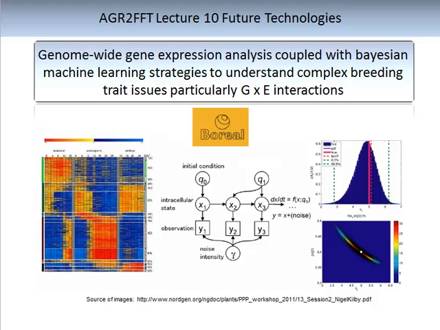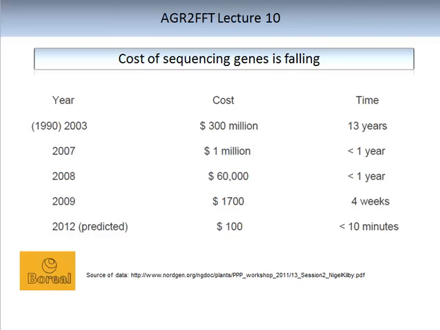The introduction of Bayesian machine learning strategies to understand complex breeding traits has made a significant advancement in this field of technologies. It is important to appreciate why this technology has been enabled, particularly in recent years. A lot of that has to do with the cost of sequencing genes.